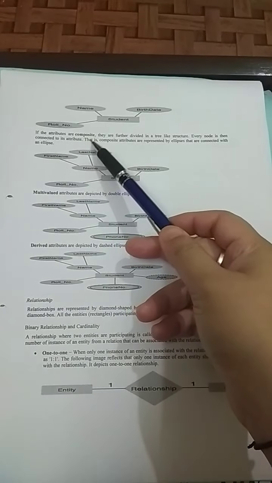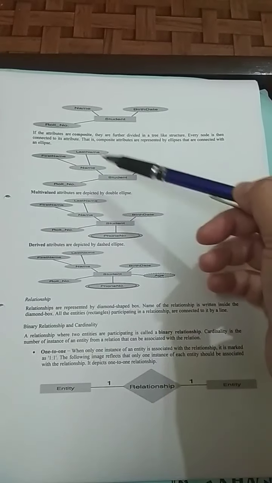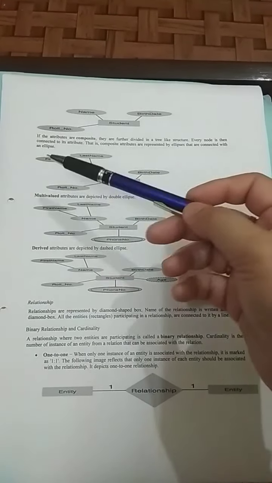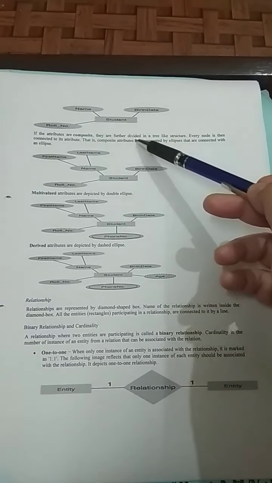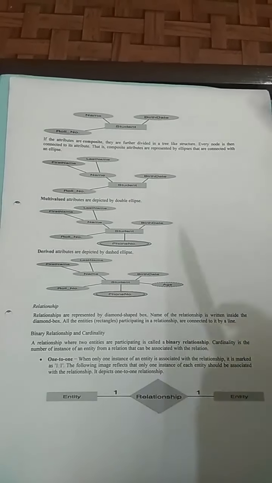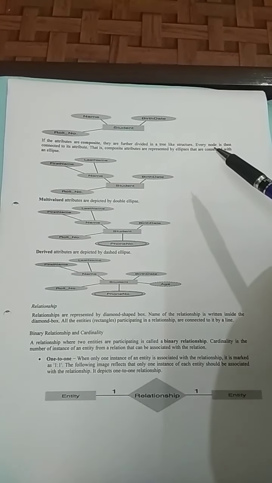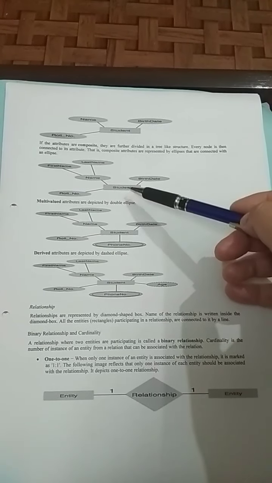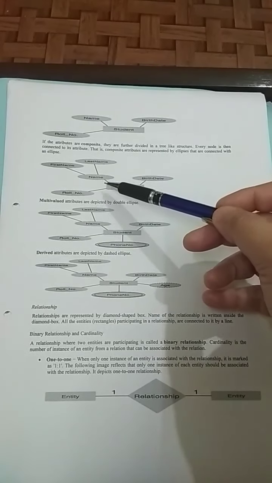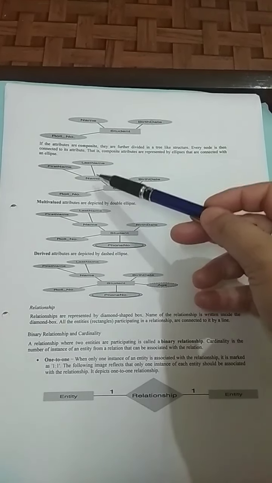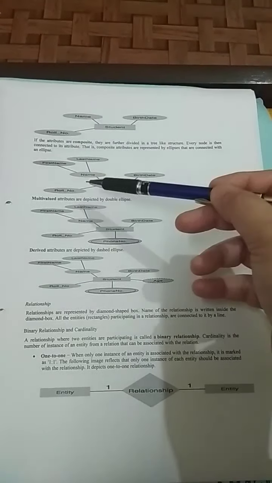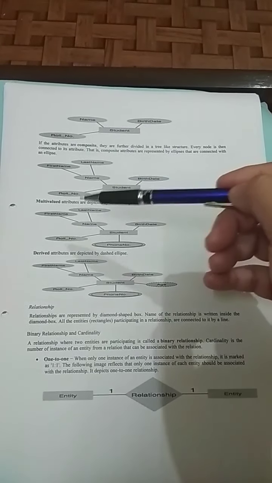There are some types of attributes: composite attributes, derived attributes, multi-valued attributes, right? If the attributes are composite, they are further divided into a tree-like structure. Suppose in this diagram the student has the attributes name, roll number and birth date. So name is the composite attribute as it is further divided into two more attributes, last name and first name. So this is the composite attribute.